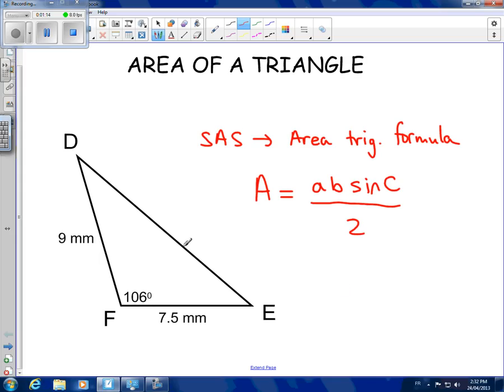In this triangle, DEF, the convention we use is that the side across from the angle gets the letter name. So 7.5 is across from angle D, so this would be side D. 9 is across from angle E, so this is side E. This would be side F. In my application, the area of the triangle is equal to side E times D times the sine of angle F, two sides and the angle between them, divided by 2.